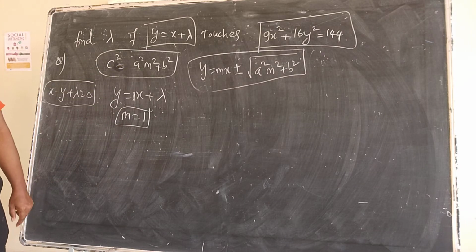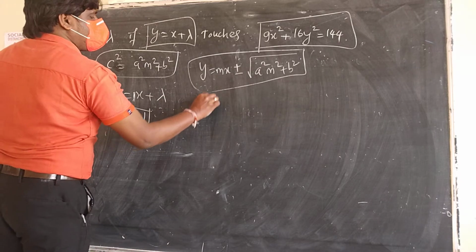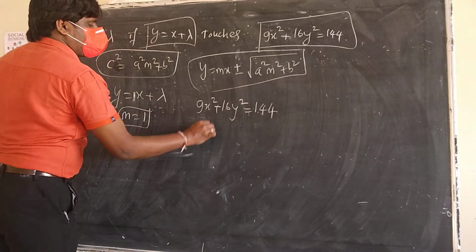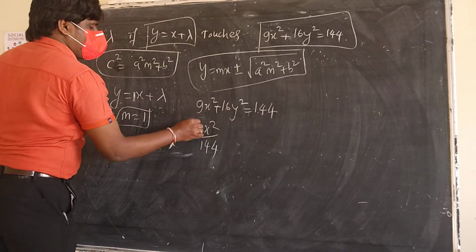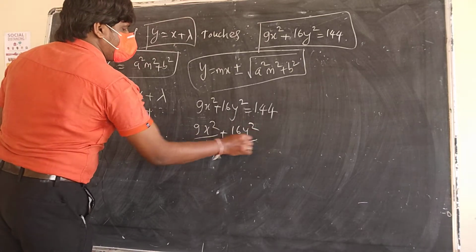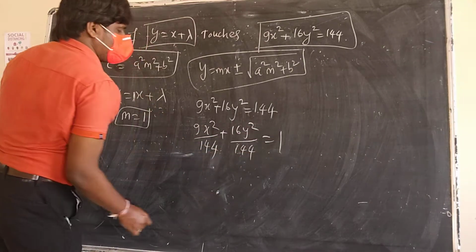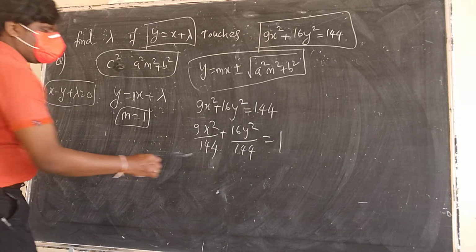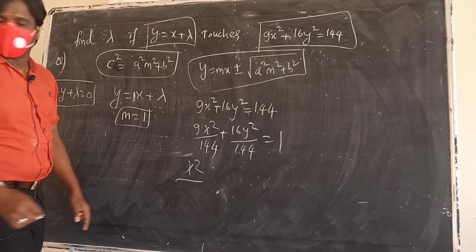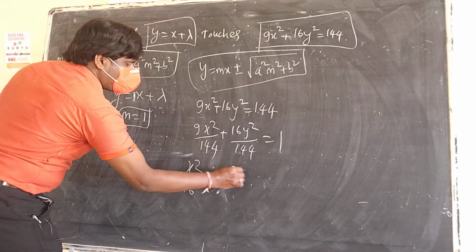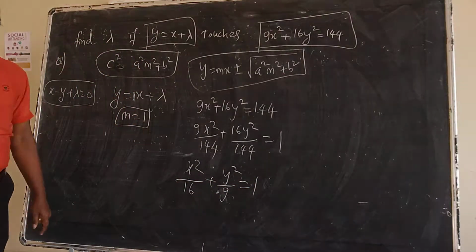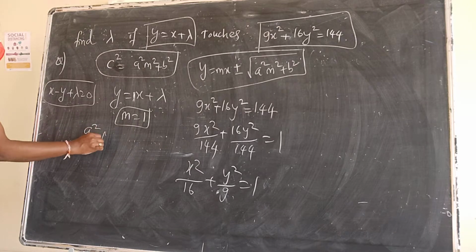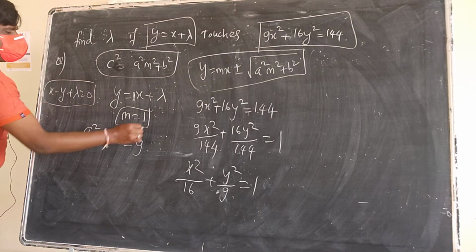And the a and b values you will get from 9x square plus 16y square is equal to 144. Divide by 144. So x square by 144 by 9 plus 16y square by 144 is equal to 1. This gives x square upon 16 plus y square upon 9 is equal to 1. So a square is equal to 16, b square is equal to 9, m is equal to 1.